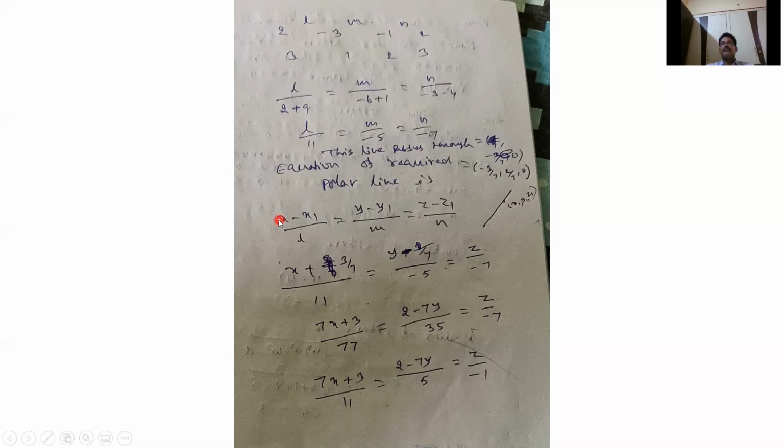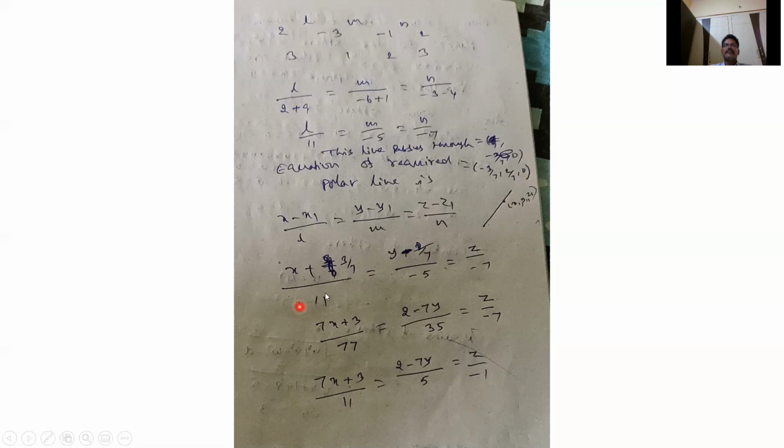So the required equation of the polar line is, we know that a line passes through x1, y1, z1 with the direction ratios l, m, n is (x minus x1) by l, (y minus y1) by m, (z minus z1) by n. Here x1 is minus 3 by 7, y1 is 2 by 7, z1 is 0. So we write x minus x1, that means x plus 3 by 7, here y minus 2 by 7, and z minus 0, z is 0.